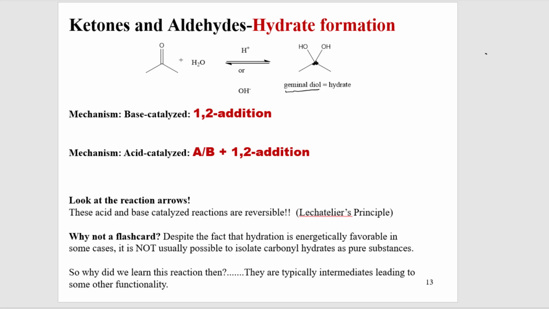Now, how do these form? Well, these can be formed under either acidic or basic conditions. And they do occur. They happen. Okay, this reaction that I'm going to show you will occur. However, it goes nowhere. What you should notice are the reversible arrows. So let's just consider the base catalyzed formation of a hydrate. Let's take a simple ketone and react it with NaOH.